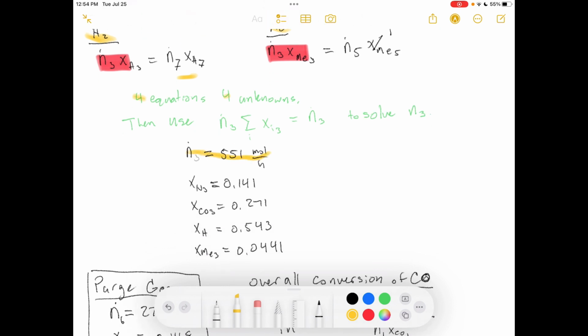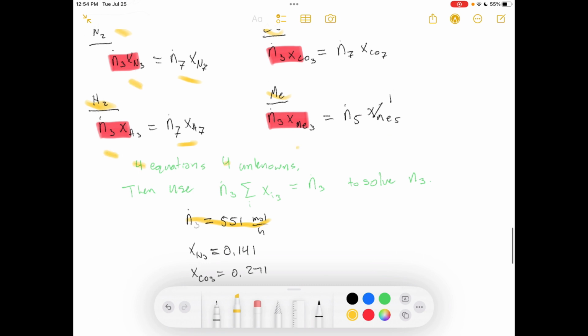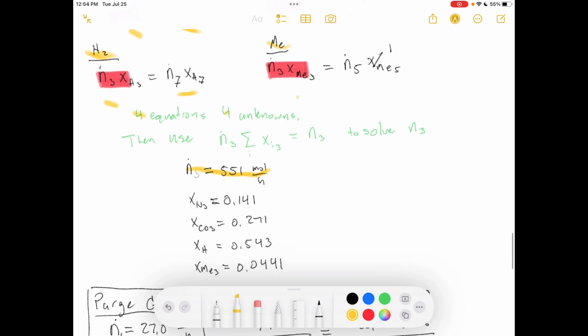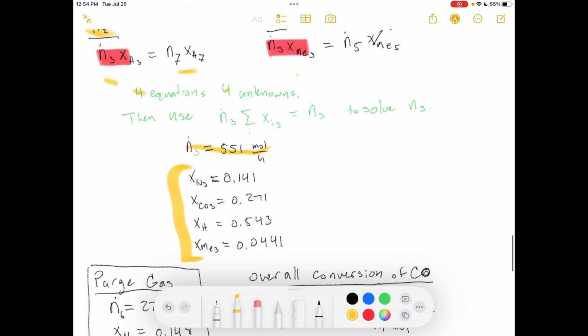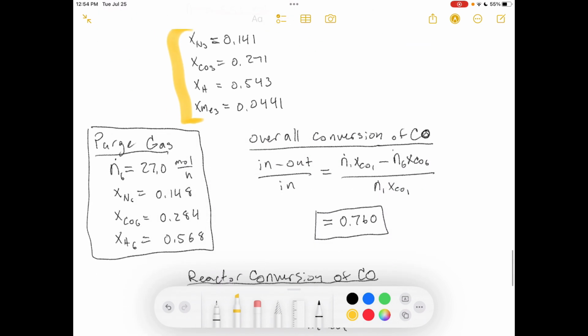And then once you know what N3 is and you know what each one of these components is, then you can solve for each of the components. So now we know all about stream 3, okay? We already solved for the purge gas, so I just wrote down the equation here. And then we wrote down the overall conversion of carbon monoxide.